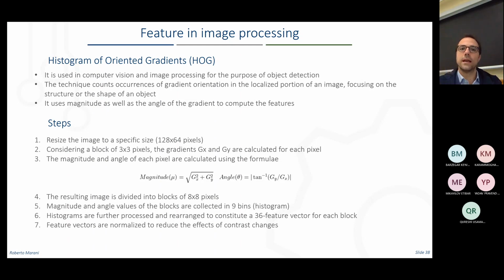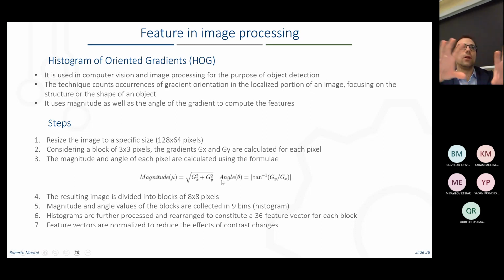So you take your image, you resize it to 128 by 64 pixels, and then you consider a square block of 3 by 3 pixels, and compute your gradients along the 2 directions, vertical and horizontal. Once you get this representation of the gradients, you can also create a magnitude of the gradient and the angle of the gradient, to understand the direction and the magnitude of the changes within the image. The gradient is higher where you have an edge, of course, and this direction is normal to the edge.